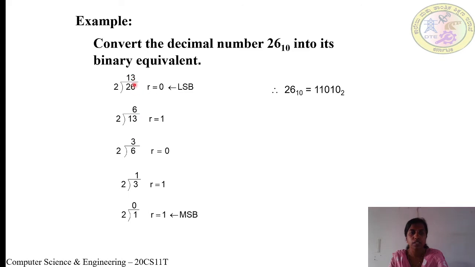Next, take the previous quotient 13 and divide it by 2. Quotient value 6 and remainder is 1. Take the previous quotient 6 and divide it by 2. Quotient value 3 and remainder is 0. Take the previous quotient and divide it by 2. Quotient value 1 and remainder 1. Take the previous quotient 1 and divide it by 2. Quotient is 0 and remainder is 1. Hence, we can read the remainders from bottom position to the top position. Therefore, 26 base value 10 is equal to 11010 base value 2.